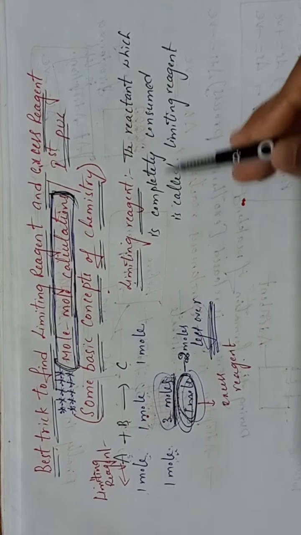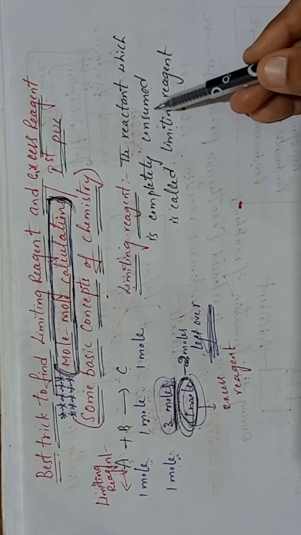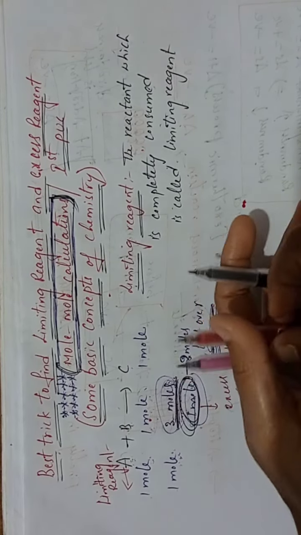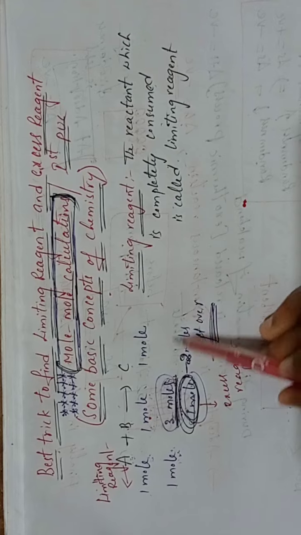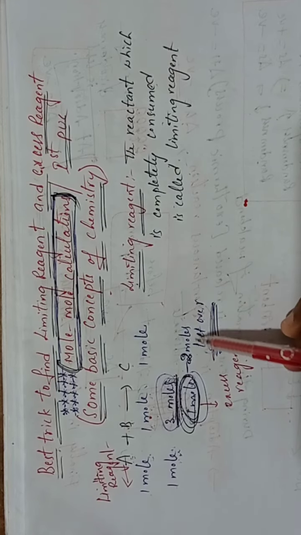The reactant which is completely consumed in the reaction is called the limiting reagent. What is the excess reagent, students? The reactant which is not completely consumed and is left over at the end of the reaction. Now see students, here 2 moles are in excess, correct? 2 moles are left over. So that's why B is the excess reagent.